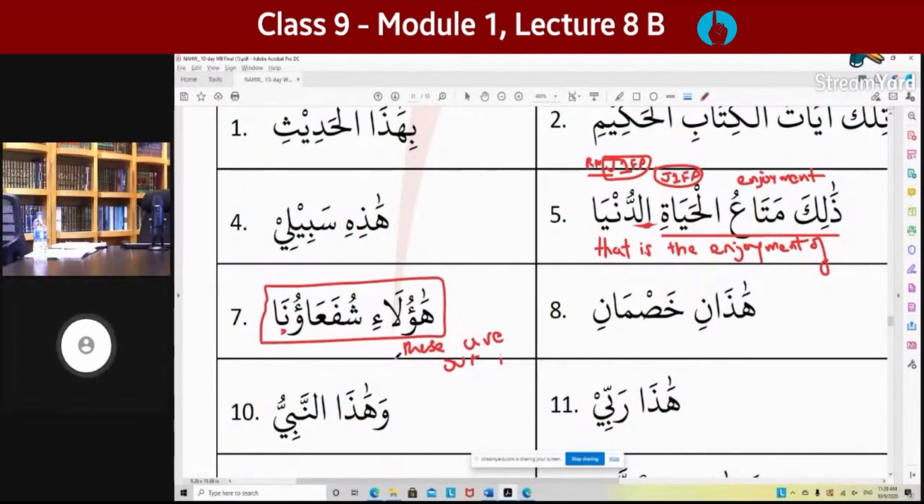The non-flexible ya and the feminine ya, the ones without the dots under them, they are the same thing. Yes.